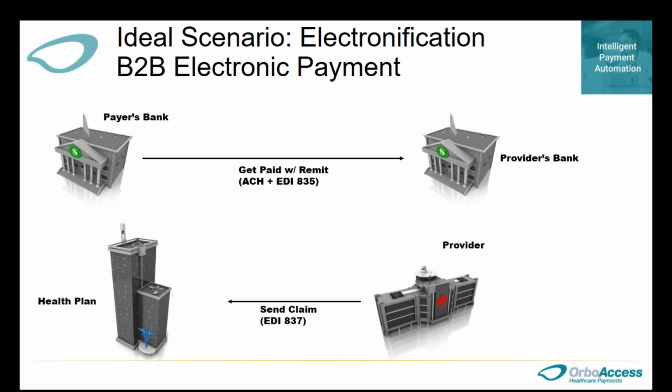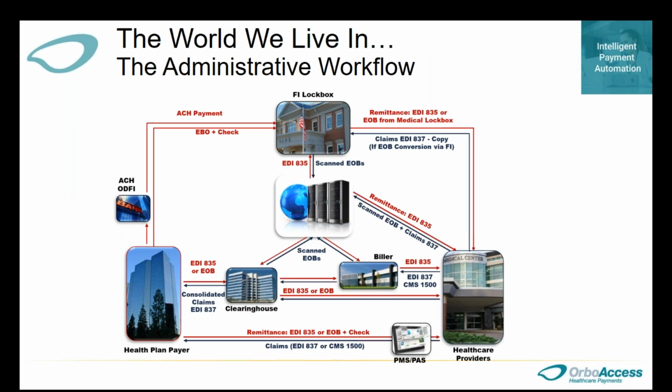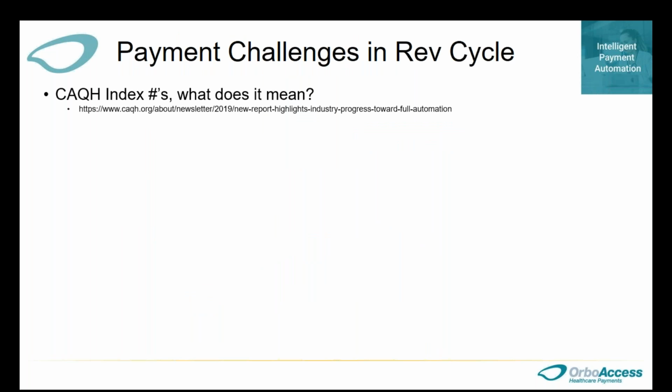Well, maybe not. You know, I think we've all seen different diagrams and illustrations of what the world we live in really looks like. And here's just one example of the administrative workflow that most of you out there, depending on if you're a provider or a clearinghouse or a revenue cycle company or a biller, have to deal with. You know, there's all kinds of different routing entities. There's influencers from a market perspective who are serving various functions. So it's a very complex world, and that complexity ultimately is one of the root causes for some of the challenges that we have to deal with in the revenue cycle.